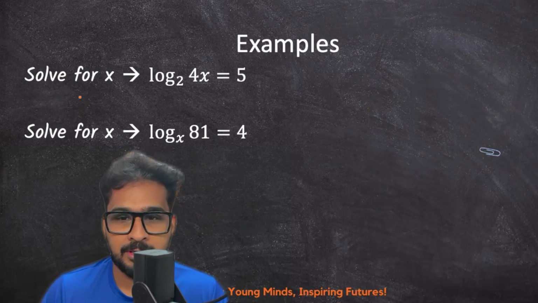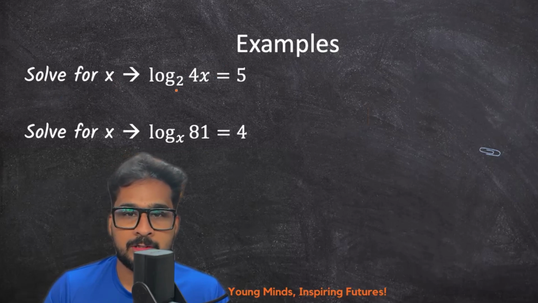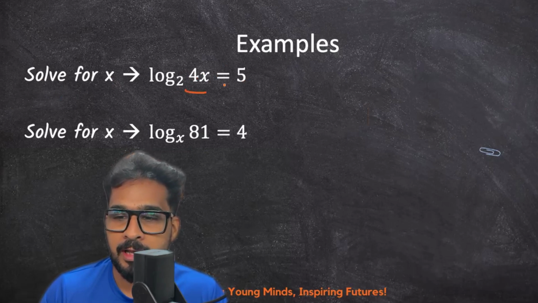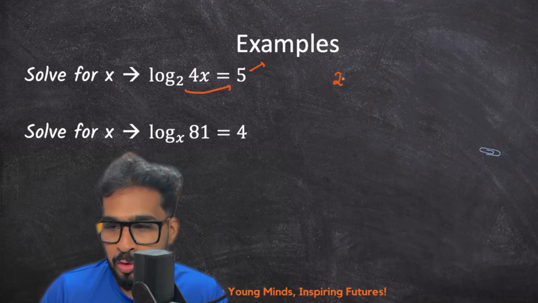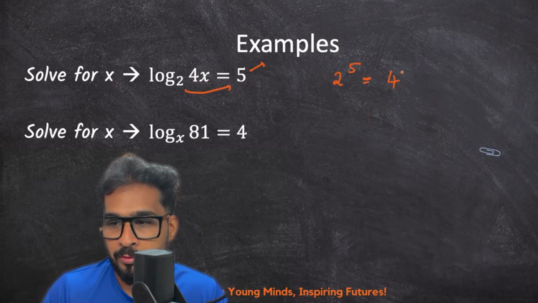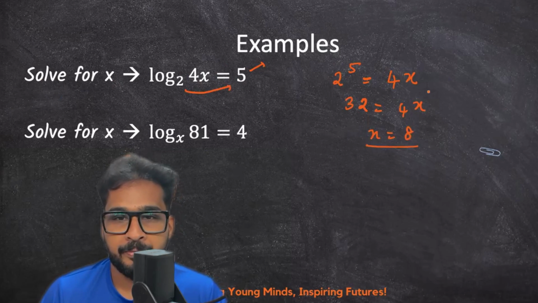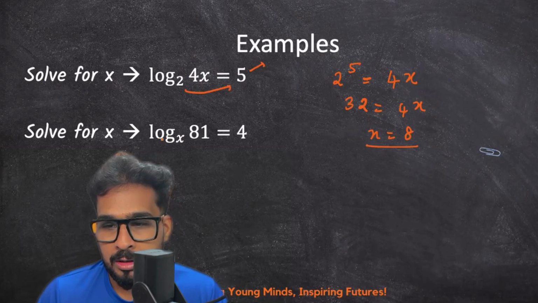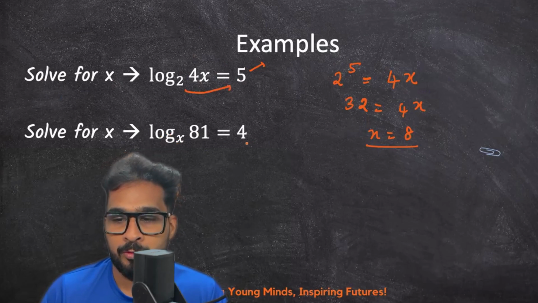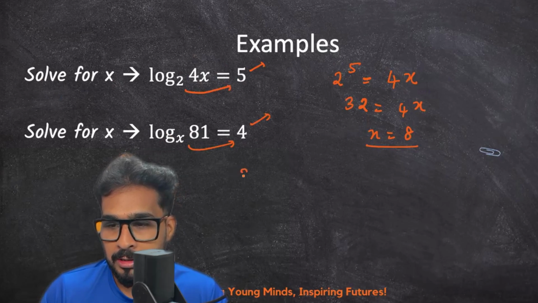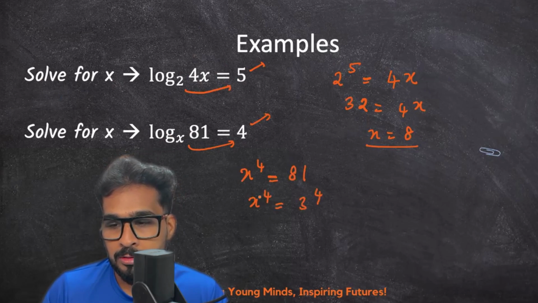So let us see some examples. Solve for x. Log 4x to the base 2 is equal to 5. By using the hat method, I can simply make it 2 power 5 is equal to 4x. 2 power 5 is nothing but 32, which is equal to 4x. So x is equal to 32 by 4, that is equal to 8. The second question, log of 81 to the base x is equal to 4. So by again using the hat method, x power 4 is equal to 81. X power 4 is equal to 3 power 4. So we can tell x is equal to 3.